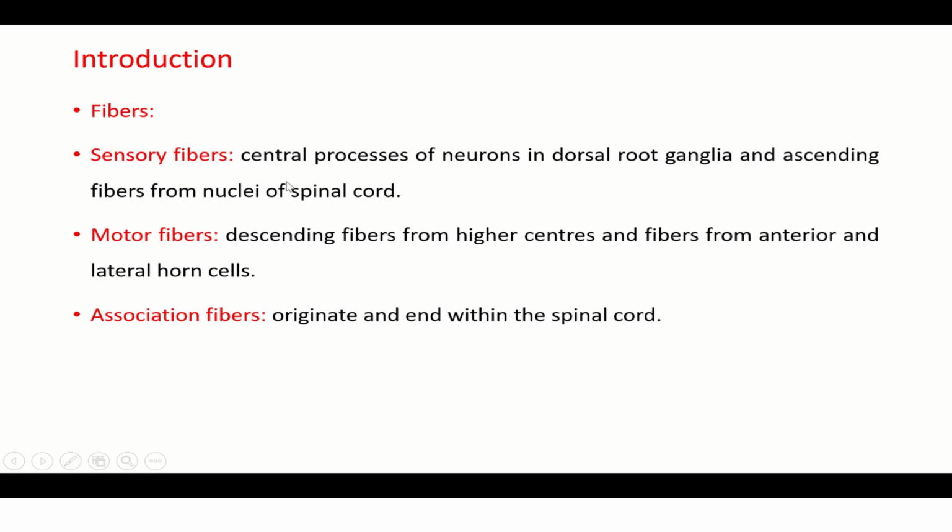So these are the sensory fibers. From the higher centers, whatever fibers descend reach the anterior horn of the spinal cord, and from there the motor fibers will reach the effector organs. Those are the motor fibers. And then association fibers originate and end within the spinal cord, connecting different segments. So: sensory fibers, motor fibers, and association fibers.